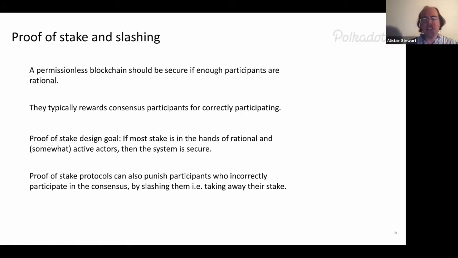Now, one of the interesting things about proof of stake protocols is that while in, say, proof of work, we could only reward participants, in proof of stake, our participants are going to put stake on the line, and that means we can take it away. And so essentially, we have the ability to punish participants as well as rewarding them. And this talk is going to examine what the trade-offs are and whether we should do that.